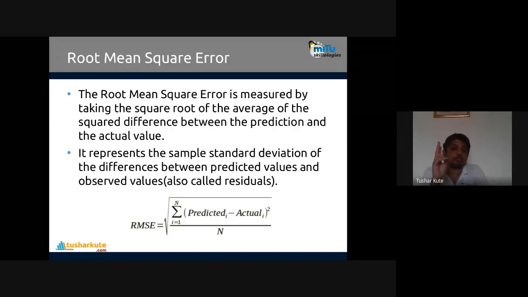Second is RMSE, root mean squared error. Root mean squared error is measured by taking the square root of the average of the squared difference between the prediction and the actual value. See this one. This is the formula for RMSE. It represents the sample standard deviation of differences between predicted values and the observed values, called residuals. You can see this: RMSE is equal to square root of the summation of predicted i minus actual i squared, divided by n. Okay, it's called RMSE, the root mean squared error.